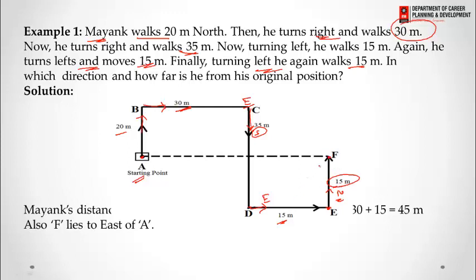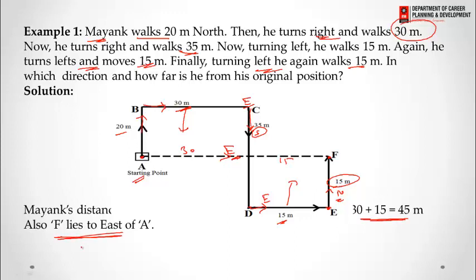Now if we find the directions and how far it is from the starting point, then we get to know that A and F are in a straight line. Hence the total distance: the distance here is 30 and the distance here is 15. The total distance is 30 plus 15, that is 45 meters. And F is in which direction of A? F is in the east of A. Hence the answer is F is in the east of A, at 45 meters distance.